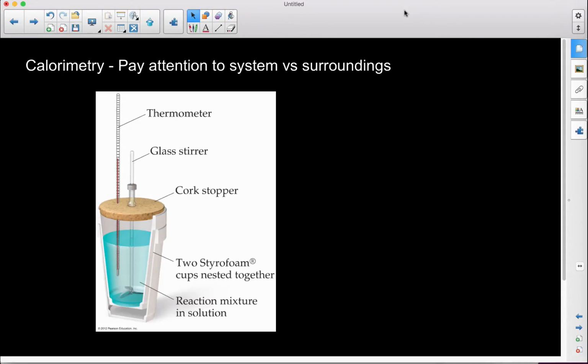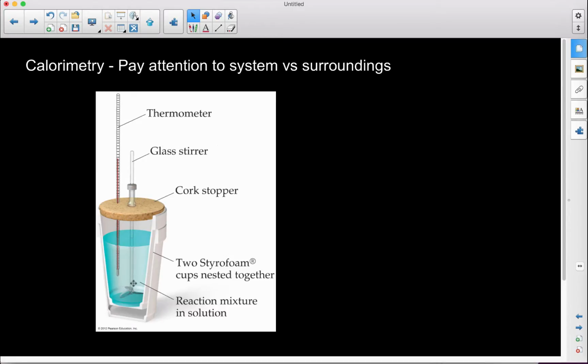Calorimetry is the one way that we can experimentally determine delta H, also known as enthalpy, also known as heat of a reaction, or a process. It doesn't have to be an actual chemical reaction, but calorimetry is how we determine the heat of a process.